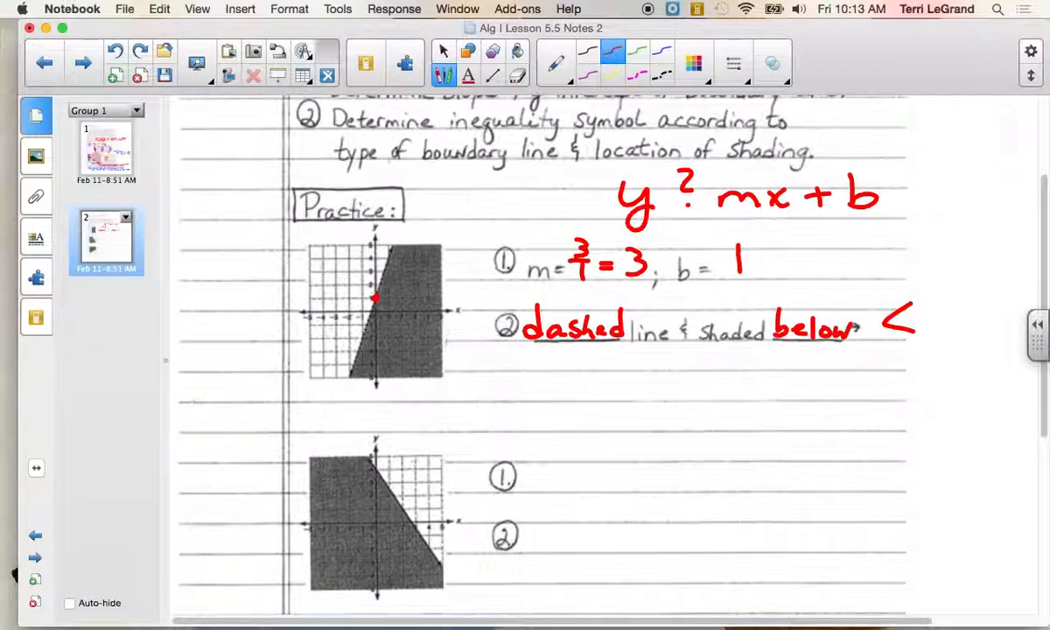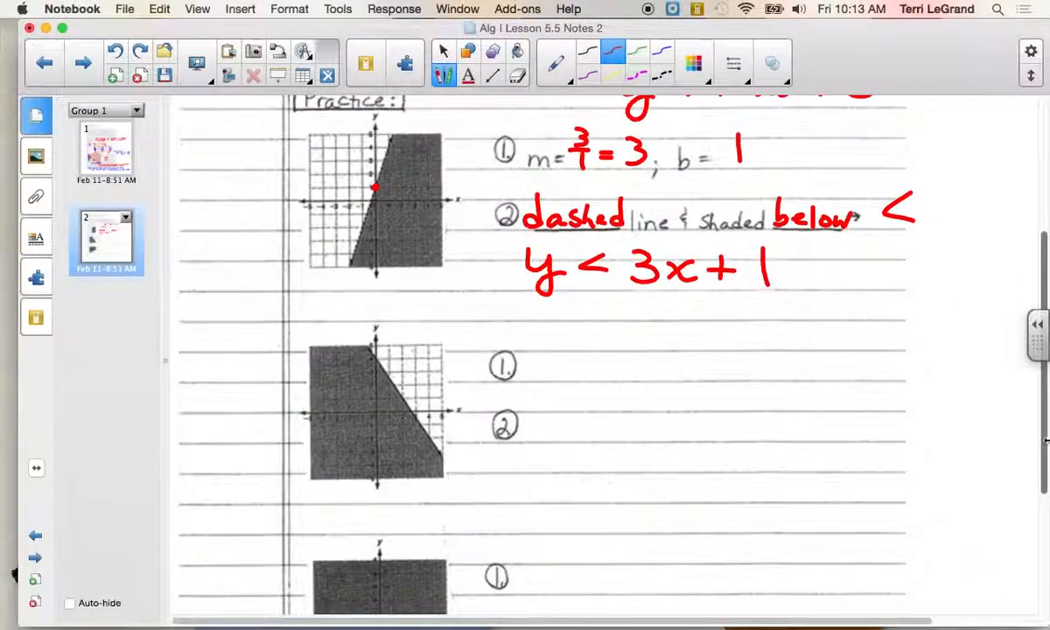So step one, find some information about the boundary line, the slope and the y-intercept. Step two, we're looking for the inequality symbol. So we have to decide, do we have a dashed boundary line or a solid? And was it shaded above or below? And now we're ready to write our inequality statement that represents this graph. y is less than 3x plus 1. So in other words, if this had been one of your problems for today, to graph this inequality, it should have turned out looking like what we have there.